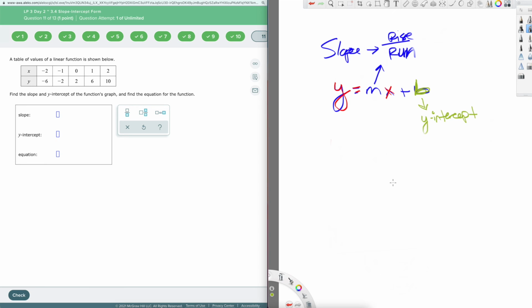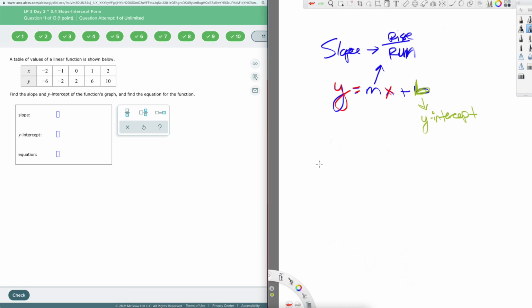A table of values of a linear function is shown below. Find the slope and y-intercept of the function's graph, then find the equation for the function. Slope is rise over run, so I need to determine what these are changing by. My run is the x. Each time, it's going up by 1.